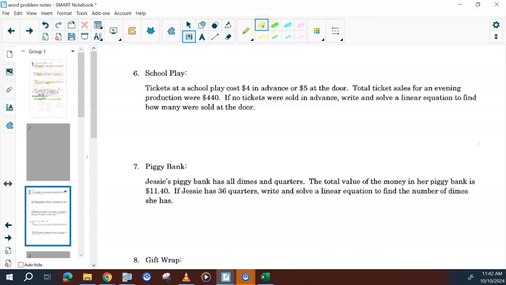The $4, mm-hmm. The 440, and how many were sold at the door? Now there's something else important. It's not in numbers, but it's in words. No tickets were sold in advance. That part, if I could speak, is important.